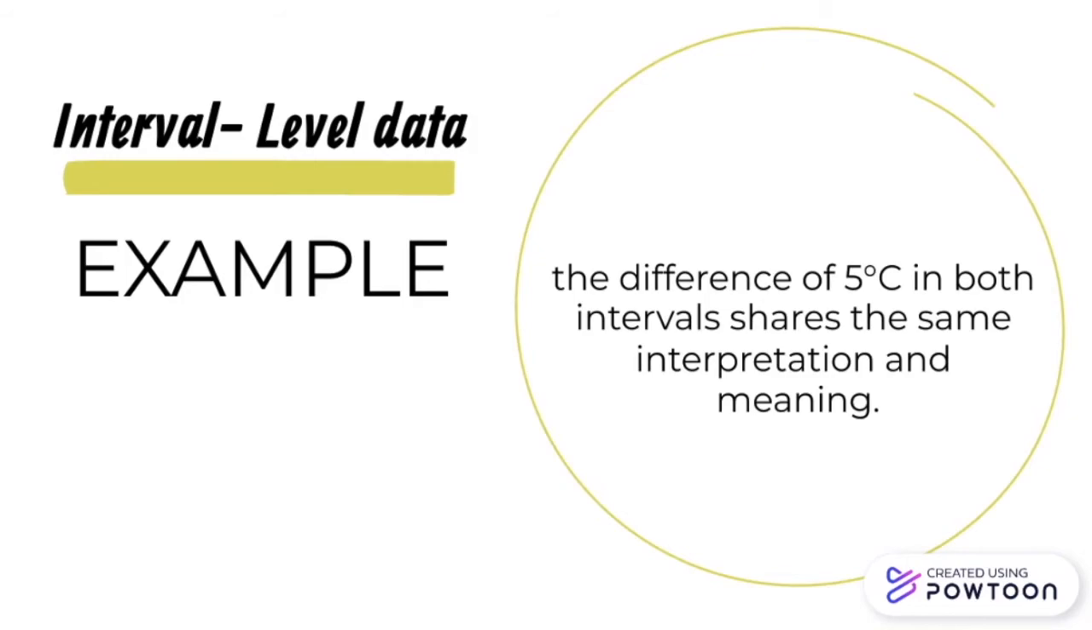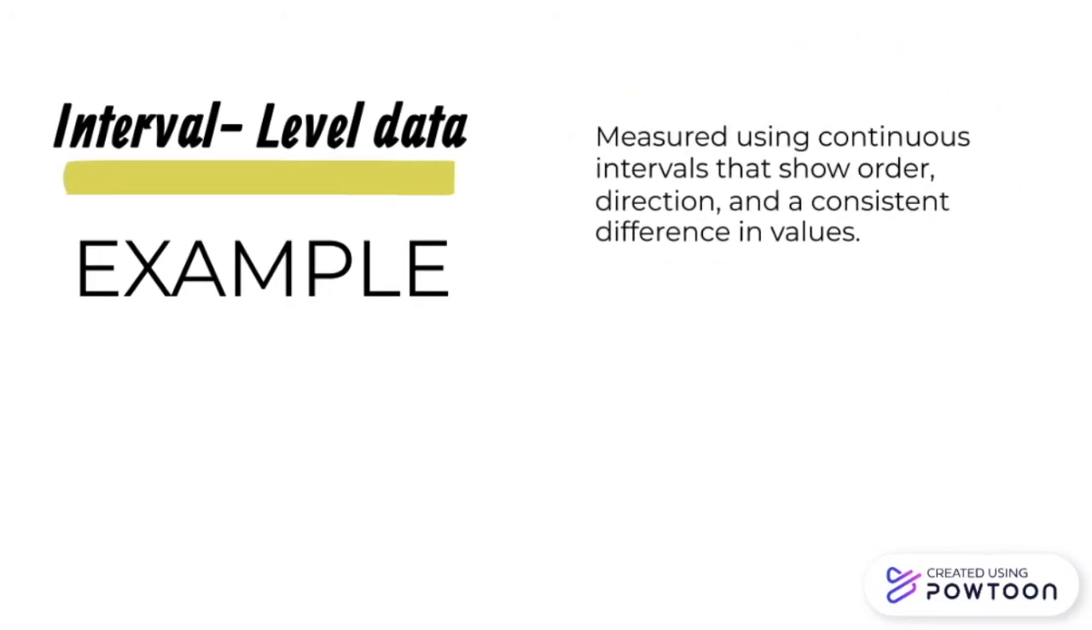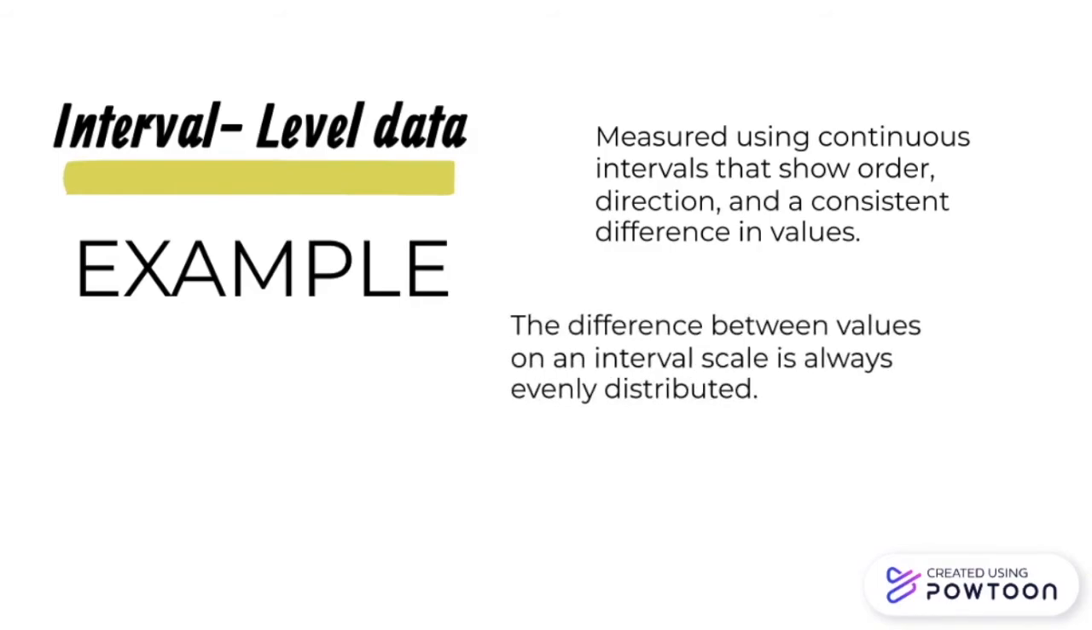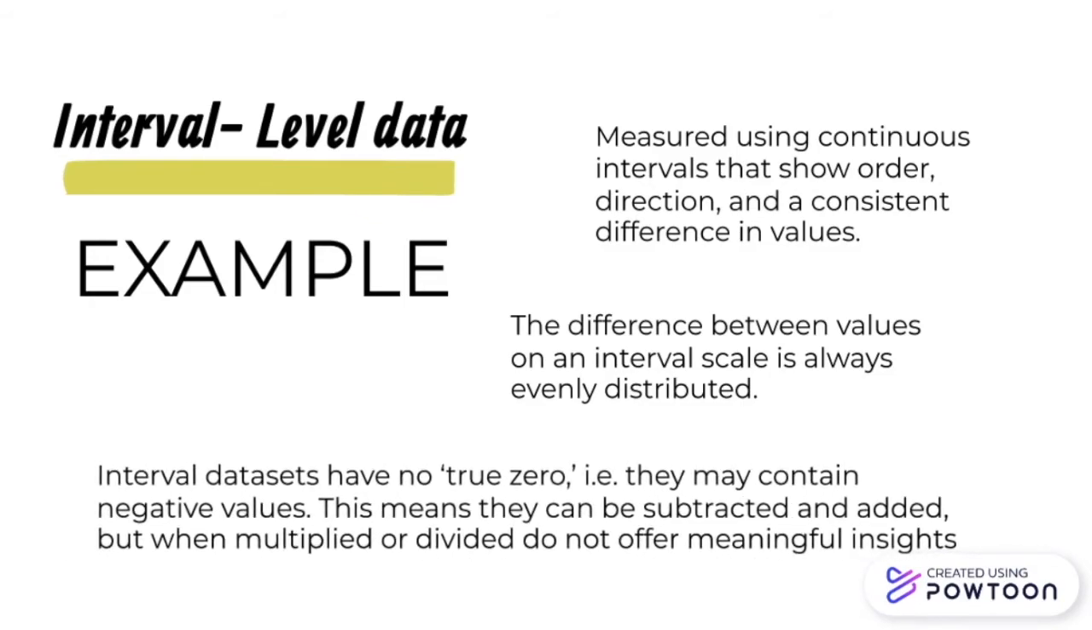So, based on the example, you can identify interval data according to the following characteristics. Interval data measure using continuous intervals that show order, direction, and a consistent difference in values. The difference between values on an interval scale is always evenly distributed. Interval datasets have no true zero. They may contain negative values. This means they can be subtracted and added, but when multiplied or divided, do not offer meaningful insights.